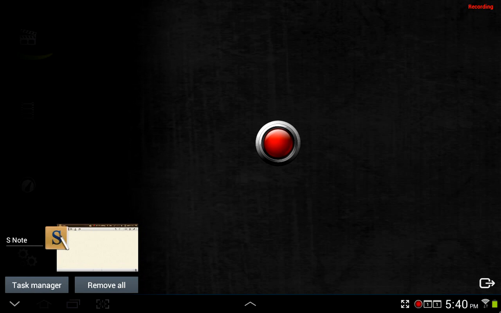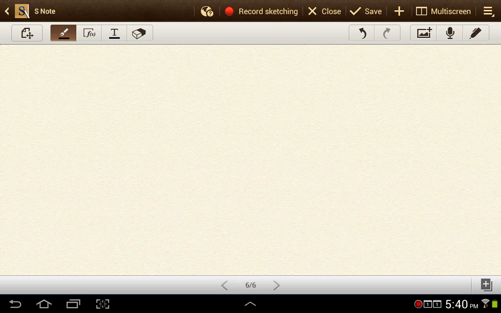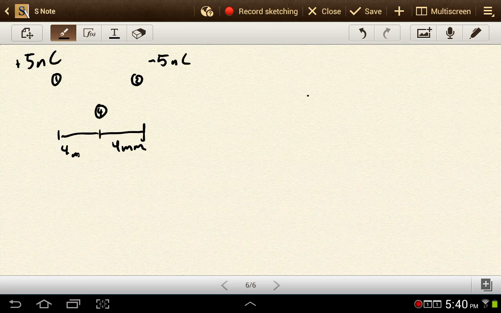Okay, problem 5 is where we have these particles set up: 1, 2, and 4. Particle 1 has 5 nanocoulombs, and 2 is negative 5 nanocoulombs. 4 is an unknown charge. The horizontal distance is 4 millimeters and 4 millimeters, and then 3 millimeters vertically.